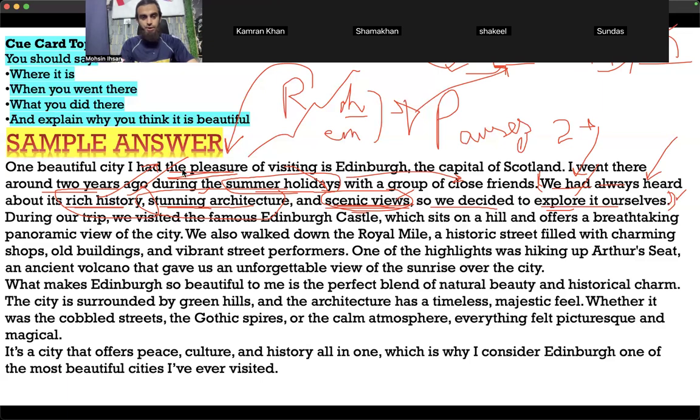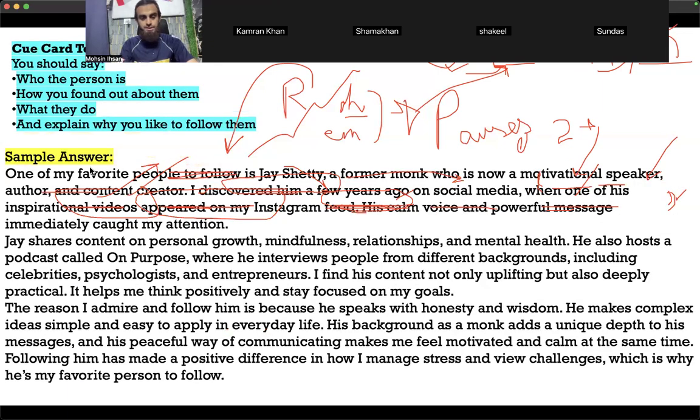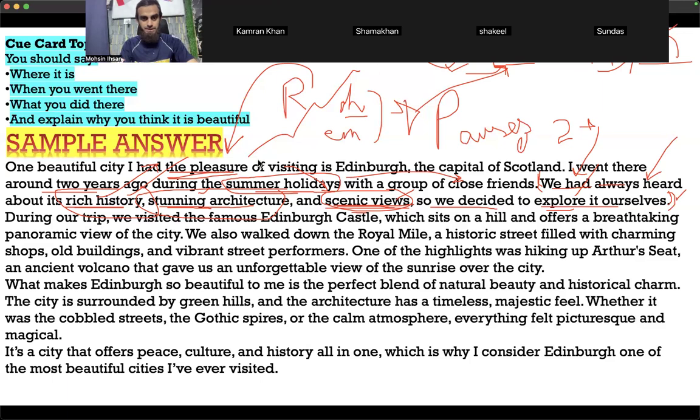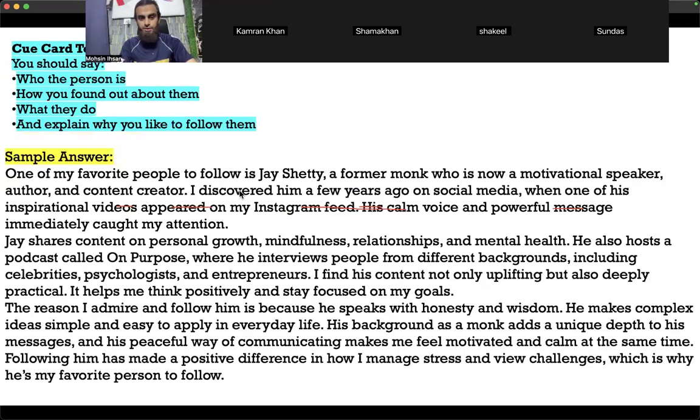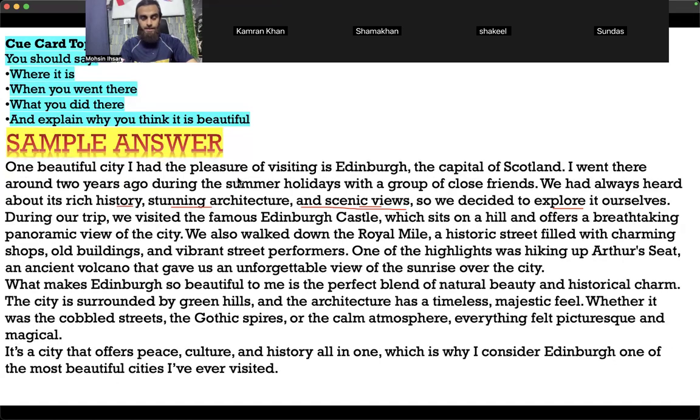Now, the first point is pleasurable. The second point is this summer holiday. The third point is the view. How was it actually? It was historic, it was stunning, it was scenic, and we decided to explore. So these are roughly 5 points: the summer, and then pleasure, right? Okay, let's move to the next point.